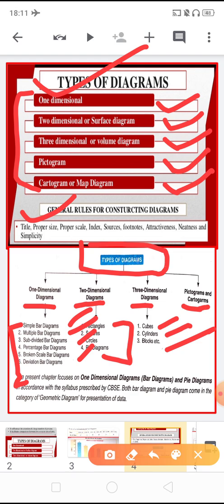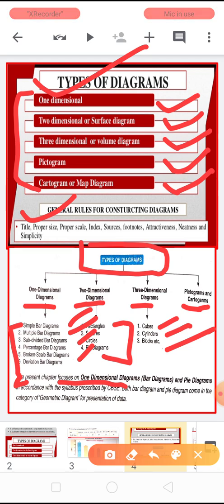So children, the present chapter basically focuses on the one-dimensional diagrams, that is the bar diagrams and the pie diagrams, in accordance with the syllabus prescribed by the CBSE. Both bar diagrams and pie diagrams come in the category of geometric diagrams for the presentation of data.